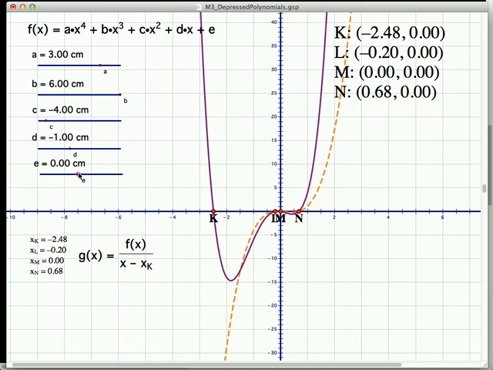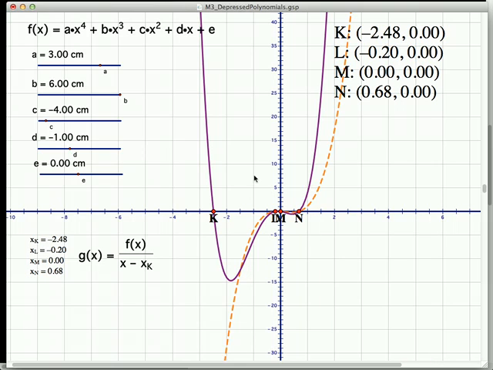Right, so there's 4 x-intercepts, and notice the depressed polynomial, negative 2.48 is where k is occurring. So if I divide my original polynomial by x plus 2.48, I end up getting a depressed polynomial, and what does it have? It shares all of the other x-intercepts that I'm missing. So it's kind of like this interesting little relationship.